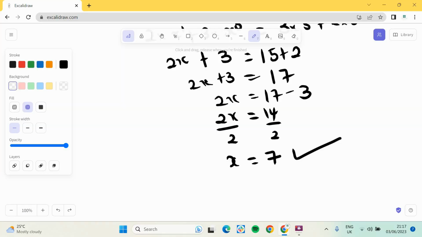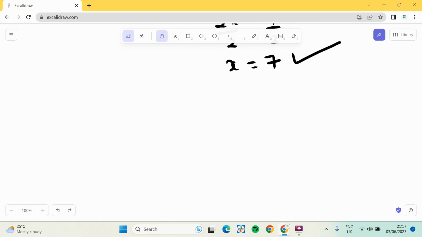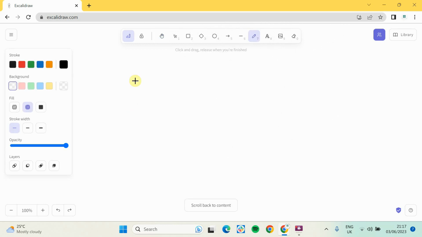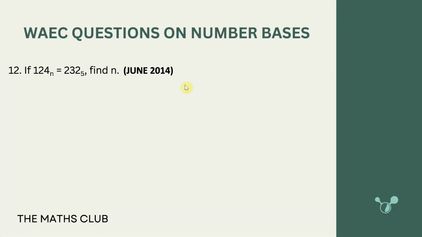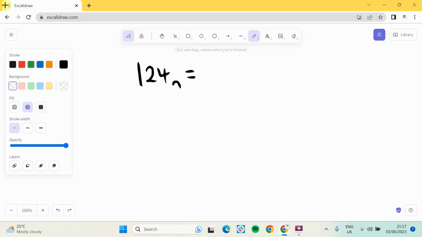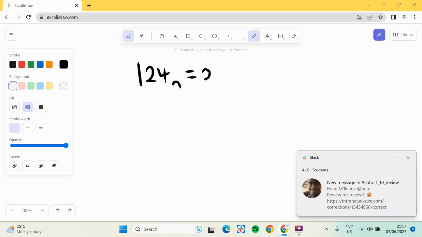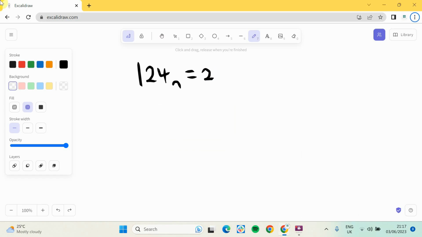Welcome back. So basically in the same line, if 124 base n is equal to 232 base 5, find n. So we want to find n. We have to convert this to base 10. Still the same line of thought.